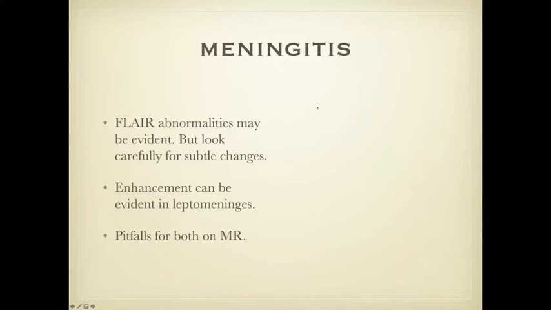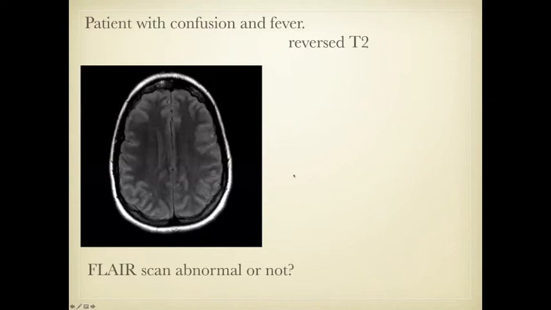seen in the leptomeninges, but is actually not seen in all cases. And there are pitfalls for both on MR imaging, and I'll try to show some of those to you. For example, here's a FLAIR scan. Now, this is one of the difficulties in imaging: patients with bilateral and symmetric disease.